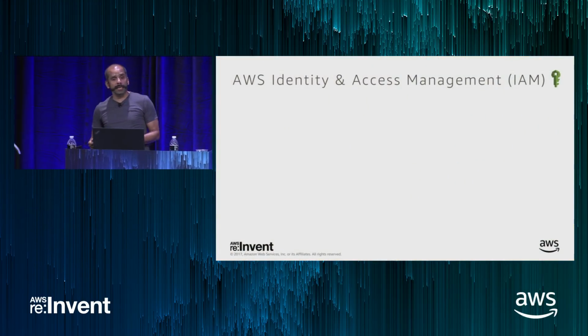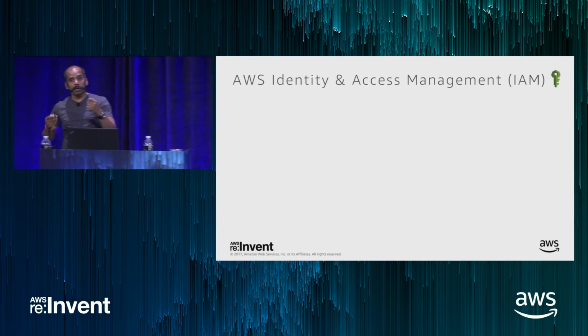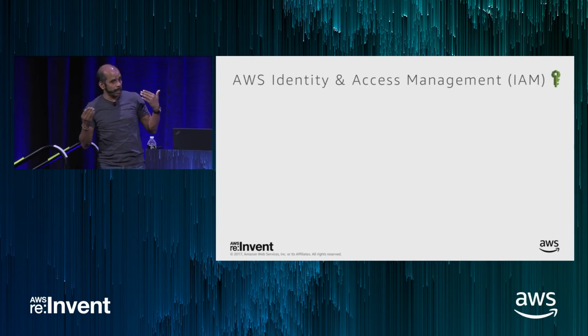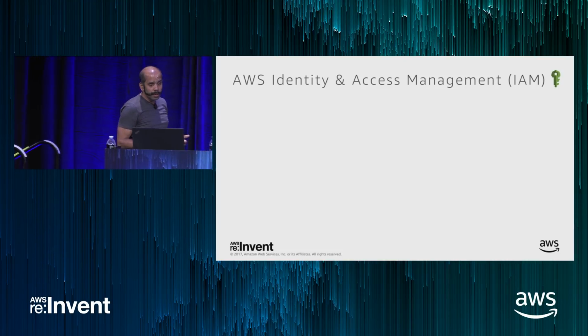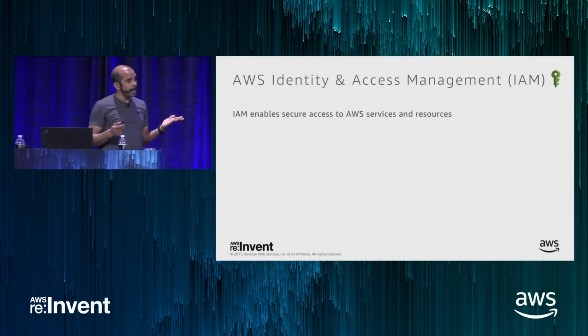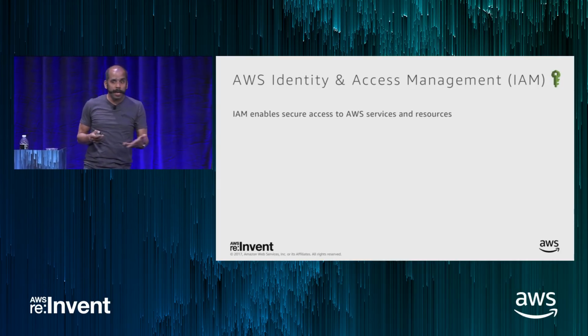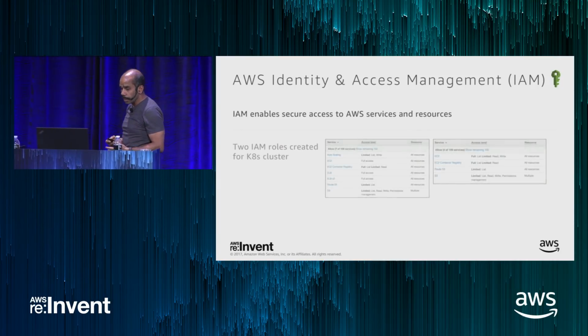Now, what is identity and access management? It's a single entry point by which you can control access to your resources, what can be done, who can do it, and things like that, in your AWS environment. It really enables secure access. That's how you log in to your AWS account, to your CLI, to your console, all of that, okay?